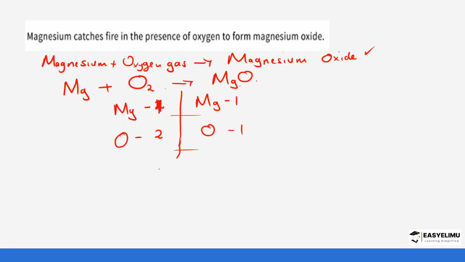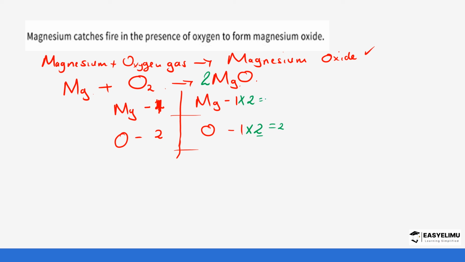To do so, we have to multiply by a coefficient of 2 to give us 2 atoms. But the moment we multiply by 2, we need to put this coefficient in front of where the oxygen atom belongs. This oxygen atom is in the magnesium oxide compound. It's not on its own. So we have to put the 2 in front of the compound. The moment we put 2 in front of magnesium oxide, it affects the number of magnesium atoms in the compound also. So this magnesium becomes 2 as well.